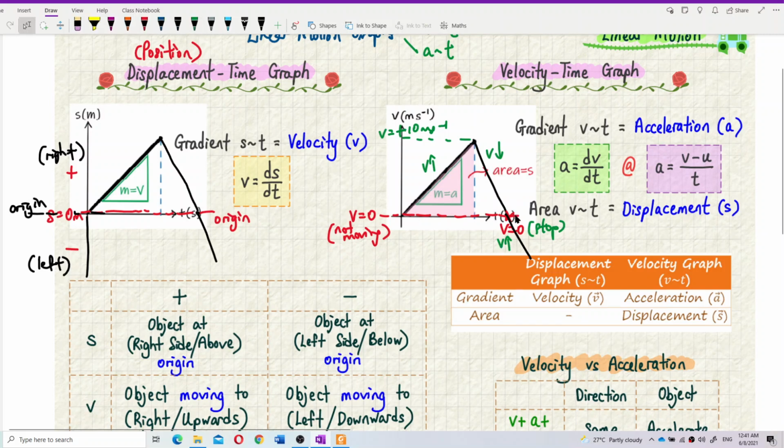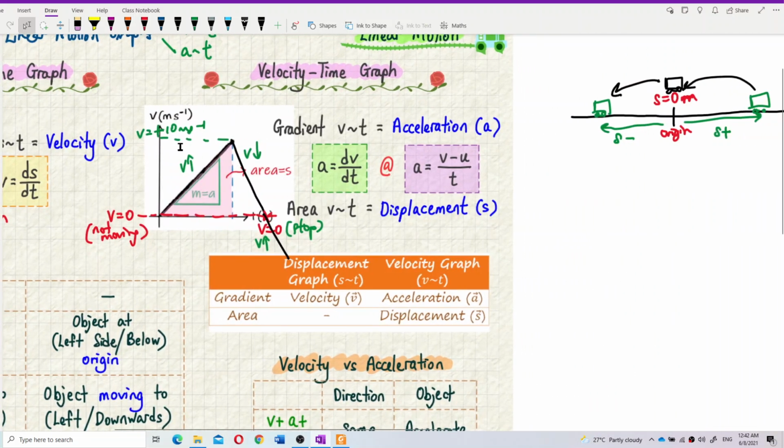For the displacement graph, if the graph comes back to the time axis, it means it comes back to the origin. But for the velocity graph, if the graph comes back to the time axis, it doesn't mean that it comes back to the origin. When the graph is over here, it does not mean that the car is already at the origin. No, it actually means the car stopped over here. So maybe I'll visualize this.